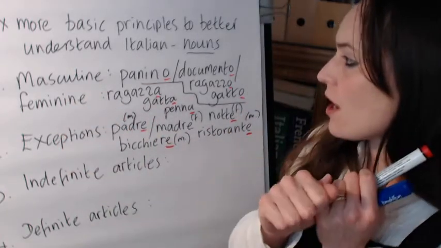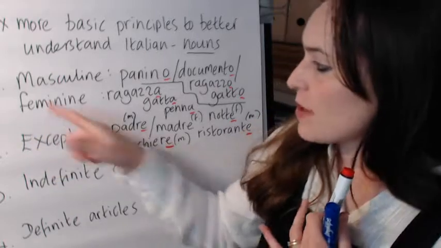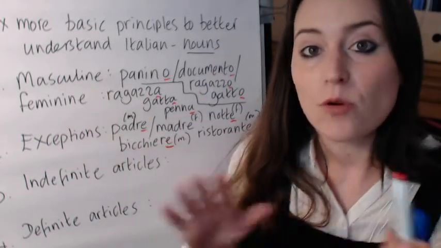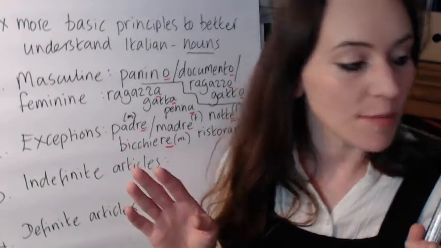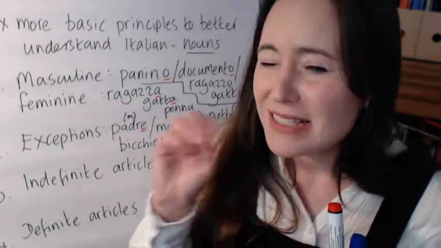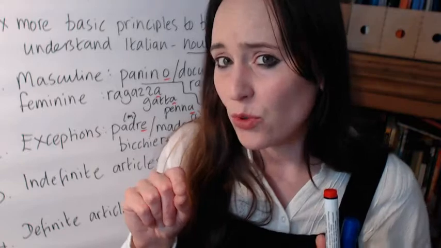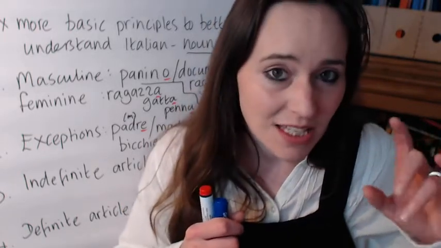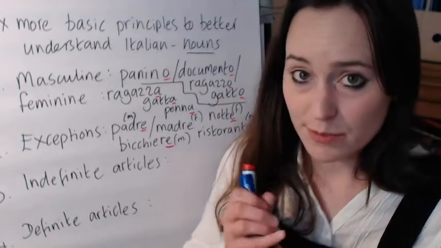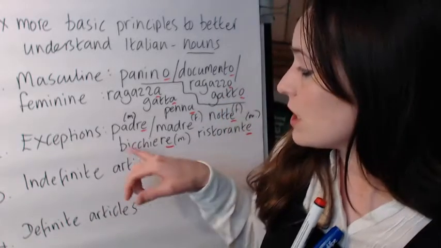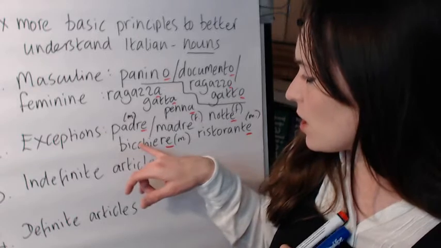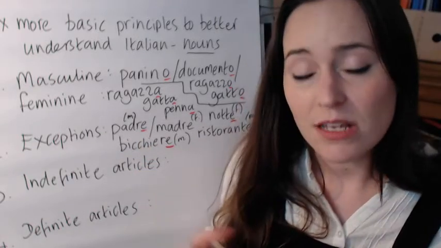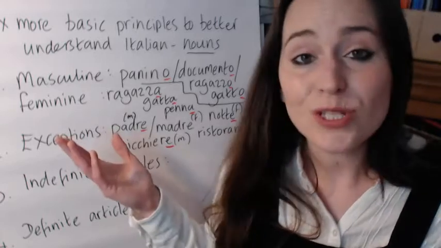So what we've got are, in point one, masculine and feminine nouns. All nouns have a gender, either masculine or feminine. Masculine nouns tend to end with an O in the singular. Feminine nouns tend to end with an A in the singular. However, there are exceptions. One exception is nouns that end with an E. They could be masculine or feminine. You just have to know.